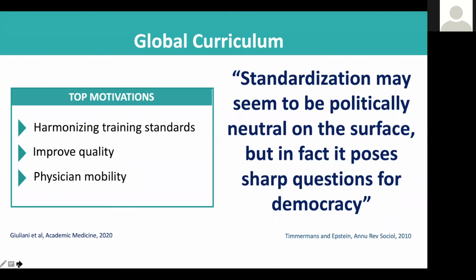We often think of standards as a positive thing and as politically neutral, but in fact they're not. If you look more deeply at the process of standardization and how standards come about, they can be rooted in political history, and there can be power dynamics that are very relevant to this.